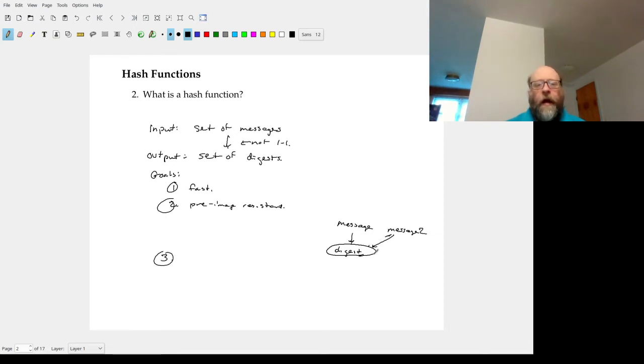Okay. The second message is likely to exist because this is not a one-to-one function, but there should not be an easy process to be able to identify that message. And the other thing that we want is collision resistance.